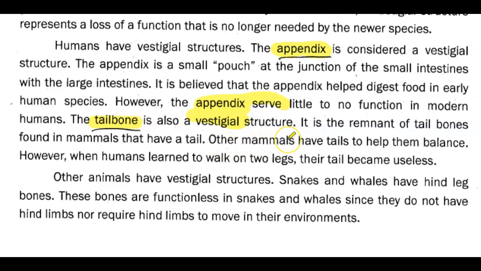Lots of other mammals have tails. We're one of the few mammals that doesn't. We don't need it. It would probably get in the way of us walking upright and sitting down. But we still have a little bit of that tailbone left.